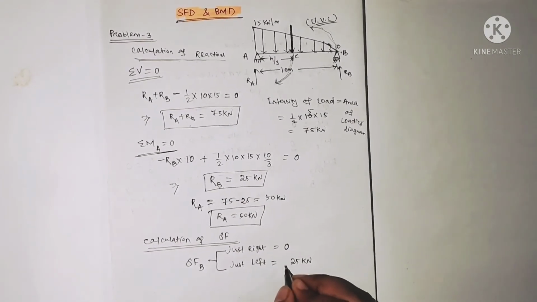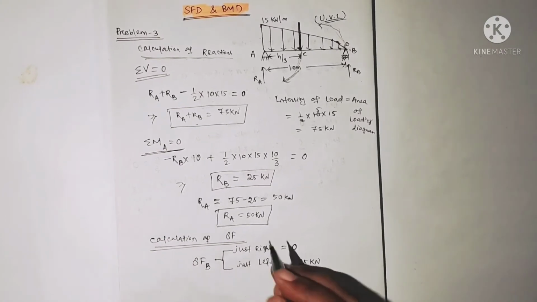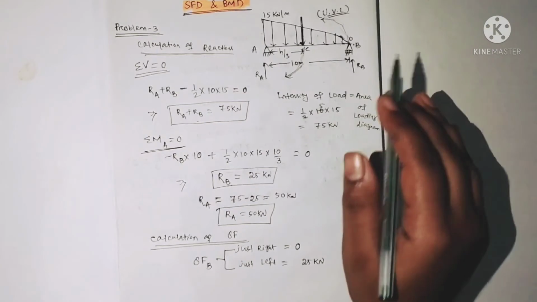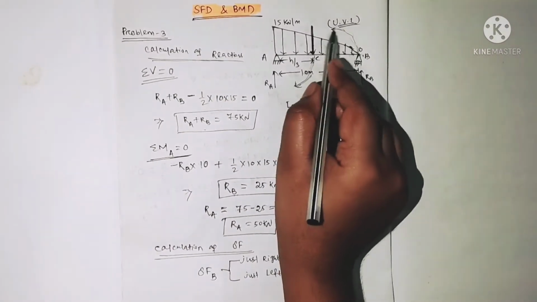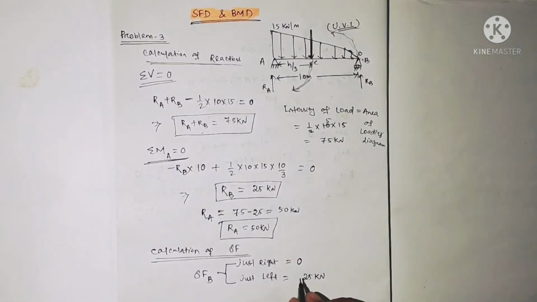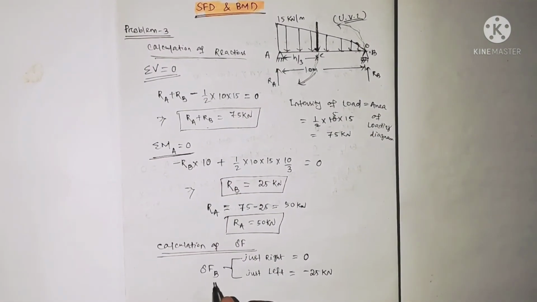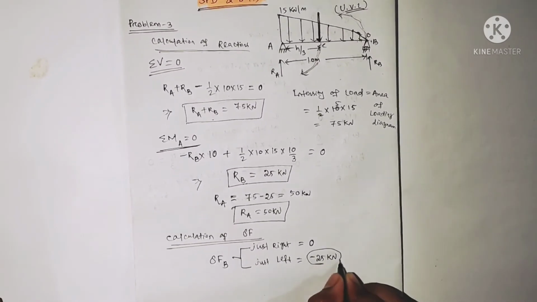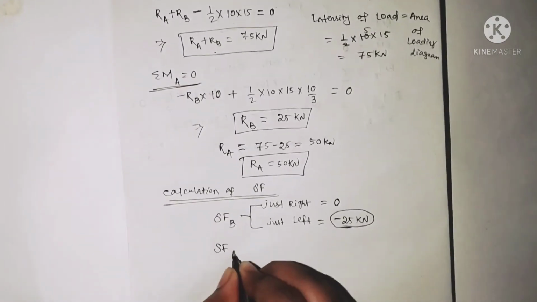Then come to its sign. What is its conventional sign? In calculating shear force we simply take the moment of the force: if it is clockwise then take positive and if it is anti-clockwise then take negative. Here Rb gives the anti-clockwise moment, so I take it negative. So shear force at B is minus 25 kilonewton we get.